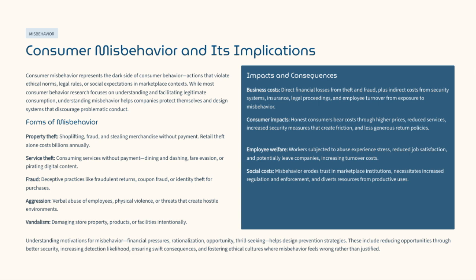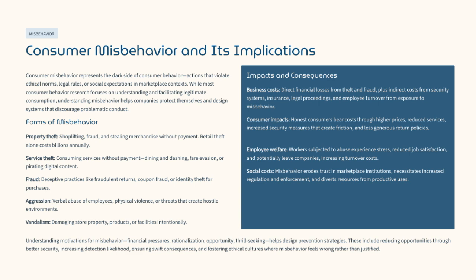Now, looking at specific types of misbehavior, vandalism, for instance, involves intentionally damaging property, products, or facilities, which can be costly and disruptive. Aggression, whether verbal abuse or physical violence, creates a hostile environment that affects everyone. Fraud includes deceptive practices like fraudulent returns, coupon fraud, or identity theft, all of which hurt the business financially. Service theft is another concern, such as dining and dashing, fare evasion, or pirating digital content, actions where services are consumed without payment. And property theft, including shoplifting and stealing merchandise, costs retailers billions each year.